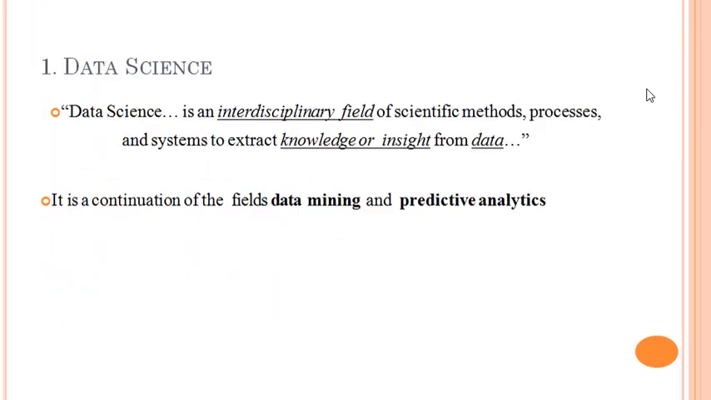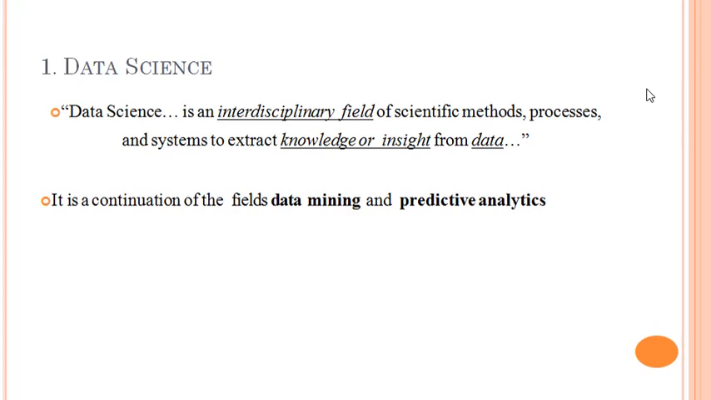Data science is an interdisciplinary field of scientific methods, processes, and systems to extract knowledge or insights from data. So we are talking here about different processes and methods which are involved in the data science field to extract knowledge or information from some kind of data, right? So we need multiple processes and multiple methods which can enable us to look into the complex data so that we can extract useful information or knowledge from this complex data.